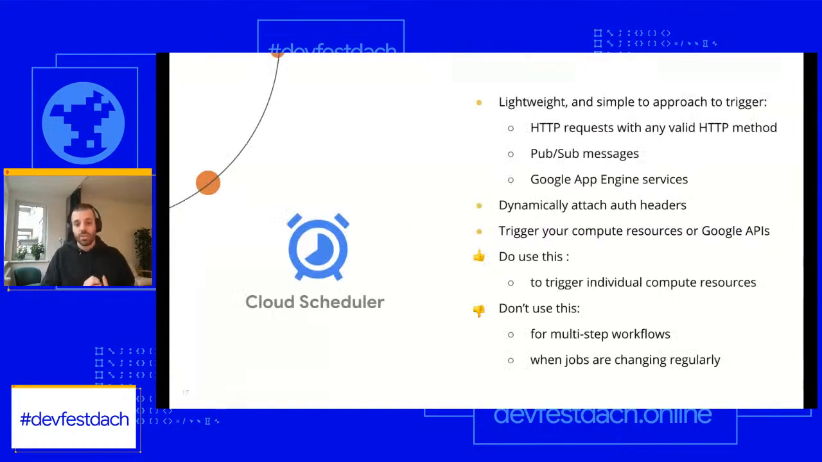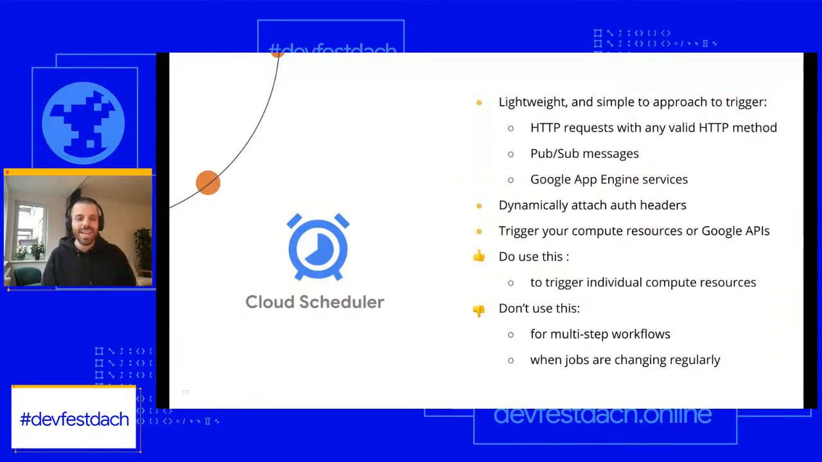The first one, Cloud Scheduler. It's a lightweight and simple approach to trigger. You can trigger HTTP requests with any valid HTTP method. You can insert pub/sub messages into pub/sub topics. And you can trigger paths on Google App Engine services. So if you have these kinds of admin routes on your application, Cloud Scheduler can trigger these as well.